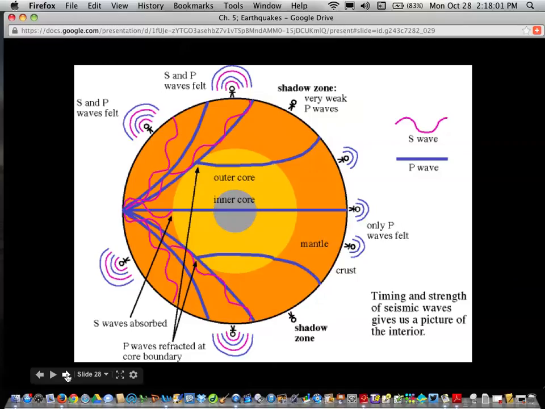Here's S waves being absorbed right along this surface here. The S waves don't go through this really super liquidy outer core here. So there's the S wave in purple and the P wave in blue.